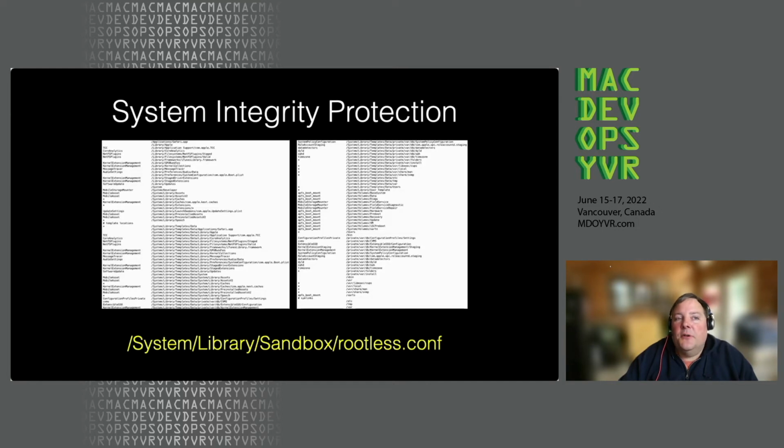Now, SIP has a configuration file which is stored in /System/Library/Sandbox and is named rootless.conf. It lists all the applications and top-level directories which SIP is protecting. So this protection applies to the writable parts of the Mac's disk. In addition to the read-only boot volume, this is marking even more of the Mac's file system off limits to being altered by the root user.